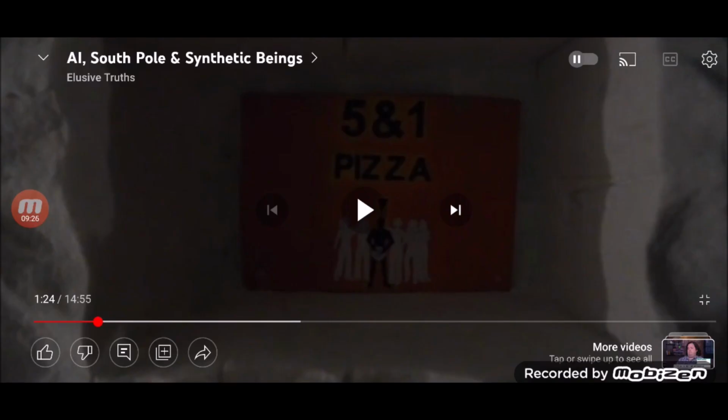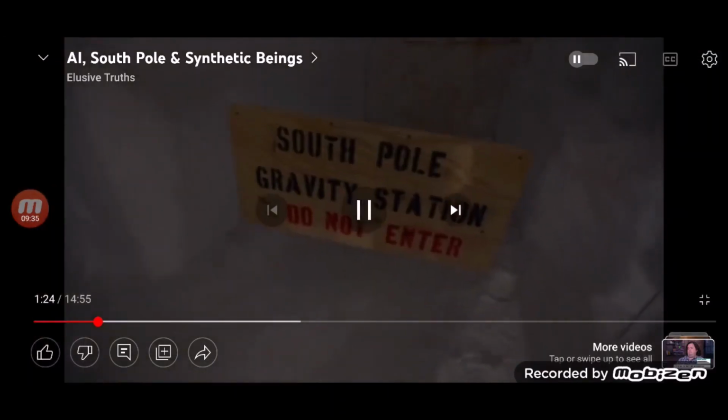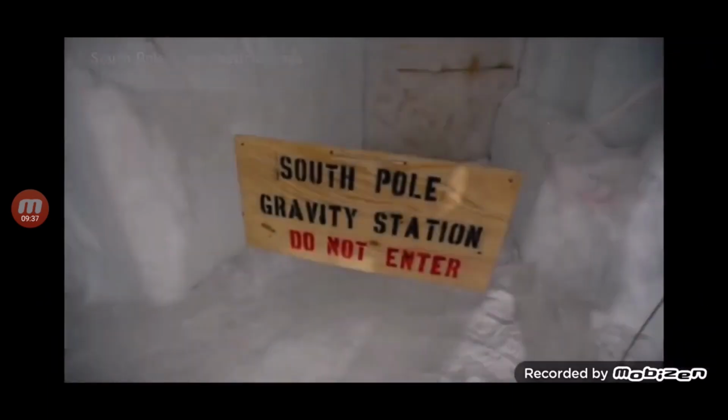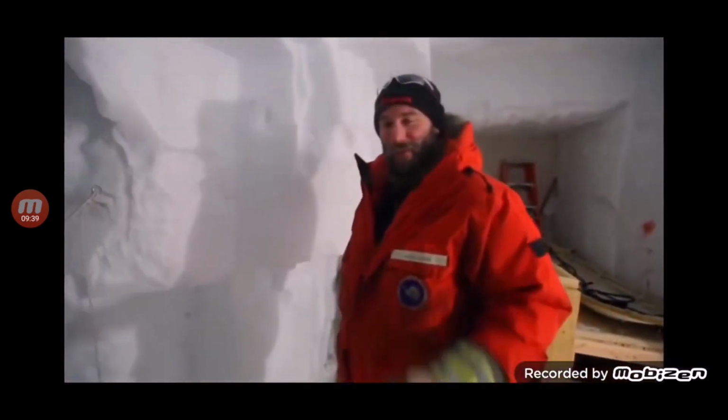Now, let's go to this guy. He's in the South Pole, and I'm going to show you where this is. On a flat Earth, where is the South Pole and where is the North Pole? Let me show you after we see them. Pole gravity station. Does anyone know what this does?